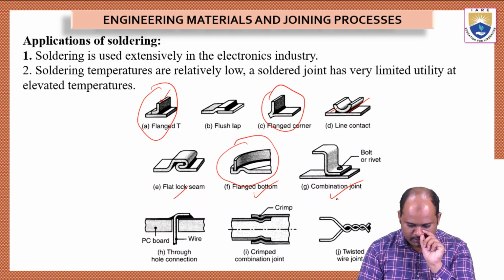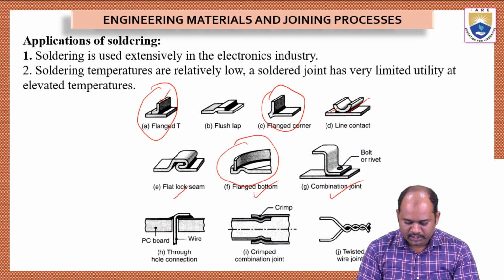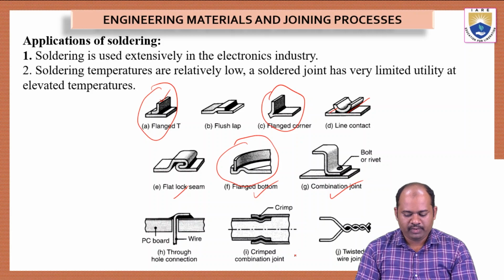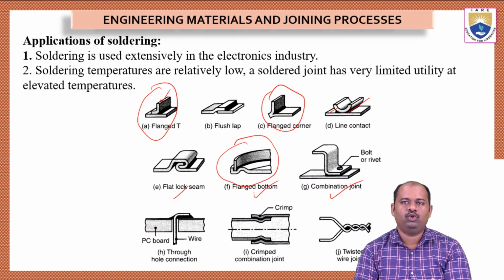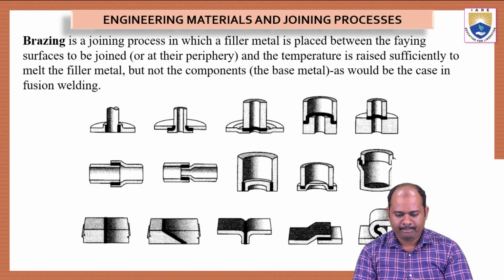And then we have combination joint. We have through hole connection, crimped combination joint, twisted wire joint, etc. So these are all the different types of joints which are used for the soldering technique.